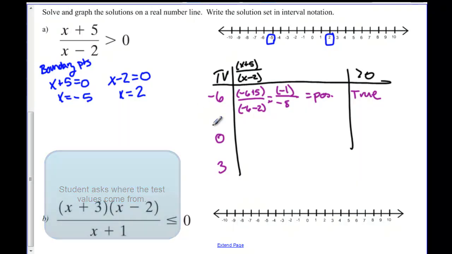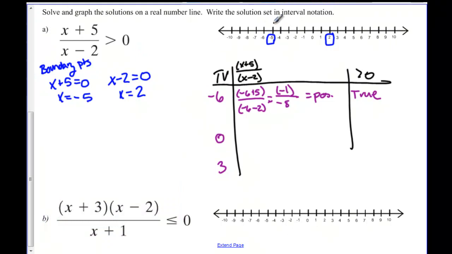So, okay, the test value is coming from, we found our boundary points. So we have a boundary point at negative 5, and we have a boundary point at 2. So we've split the number line into 3 pieces. We have to find test values that are in each of these pieces. So negative 6 is testing this piece of the number line. The 0 tests this piece of the number line. And that 3 is going to test this part of the number line.